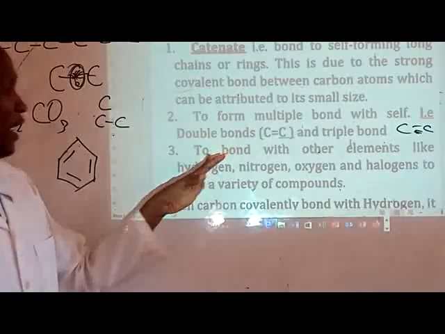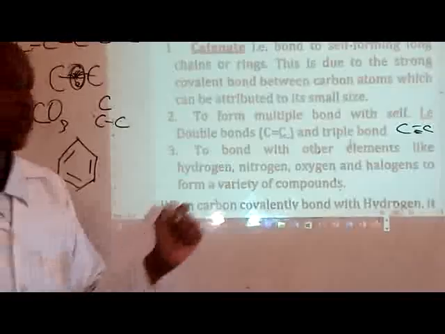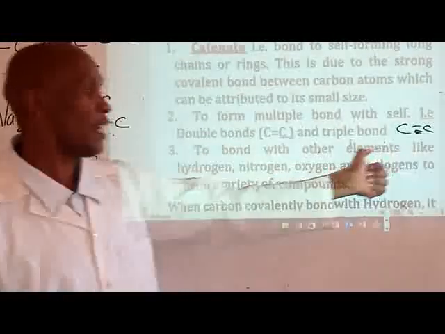Now the other reason why carbon can form very many compounds is its ability to bond with other elements.